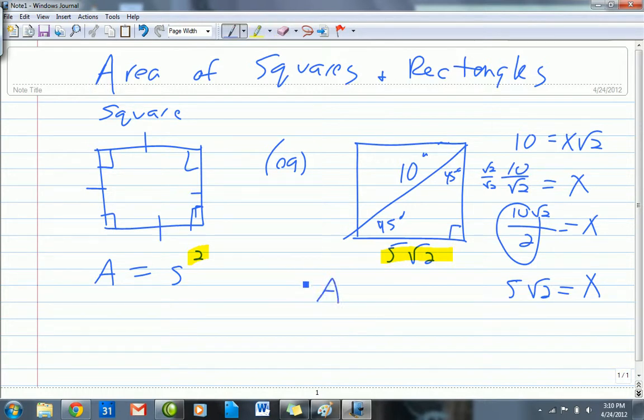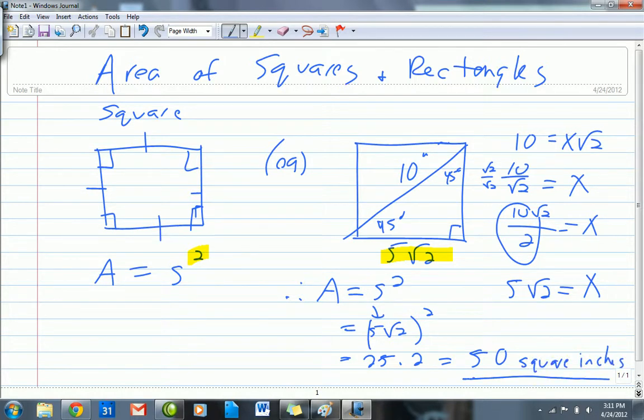And now I can evaluate, therefore, the area is the side squared. And since the side is 5 root 2, I'm going to square the quantity 5 root 2. Remember, when we square something like that, we square the 5 to get 25 times, and we square root 2. And root 2 squared is 2. So you end up with 50 square inches. Alright, square inches because we're talking about area, two-dimensional. Alright, so that's a little area of a square problem.